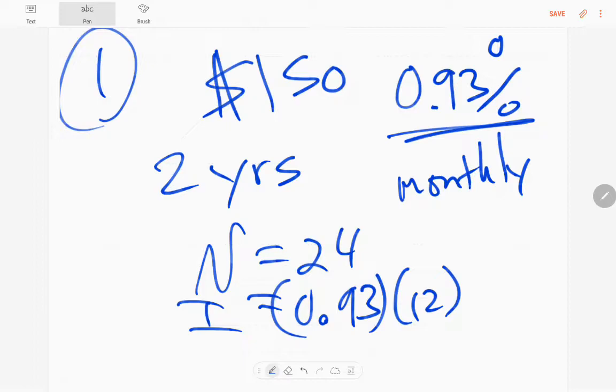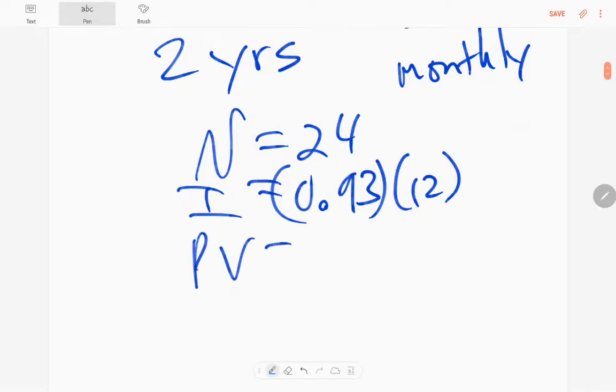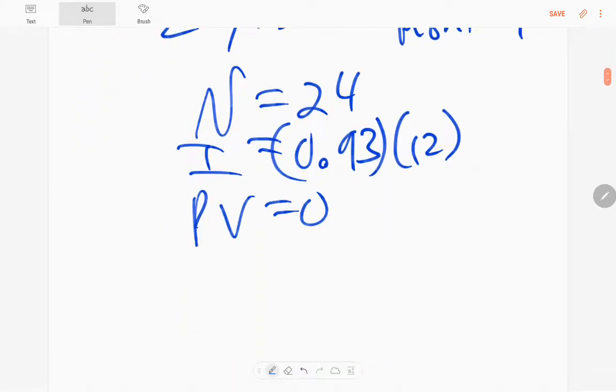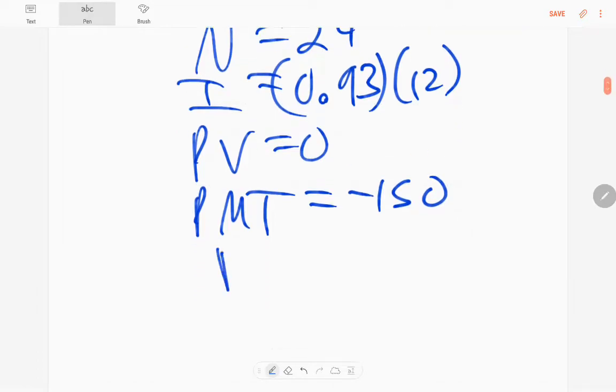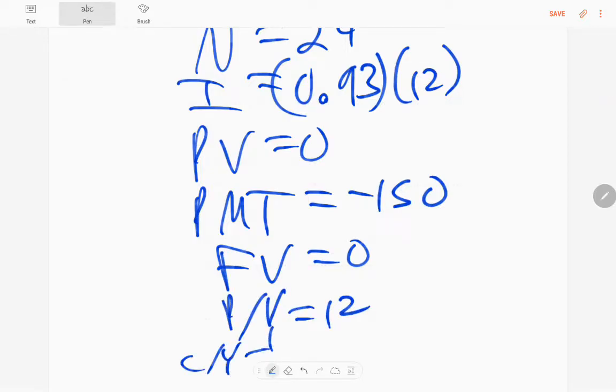And this is an annuity problem, so the present value should be 0. It's like a savings account. The payment amount is $150, so make that negative $150 because we're taking it out of our wallet. We're looking for the future value, so we'll leave that as 0 for now. And remember, the last two numbers should be 12s because we're doing this monthly.